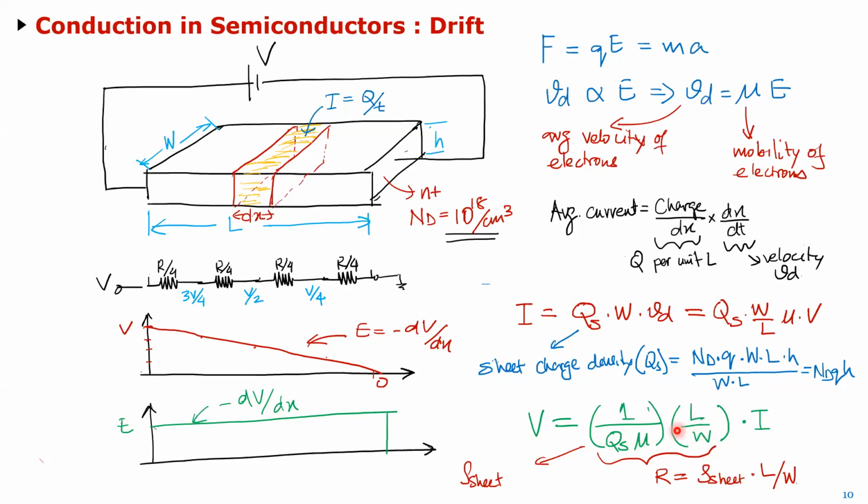Inversely proportional to W, because if I increase this W by 2x, I have twice the amount of sheet charge, which means that per unit volume there will be twice the amount of charge, which means twice the amount of current, which means that the effective resistance looks half now.